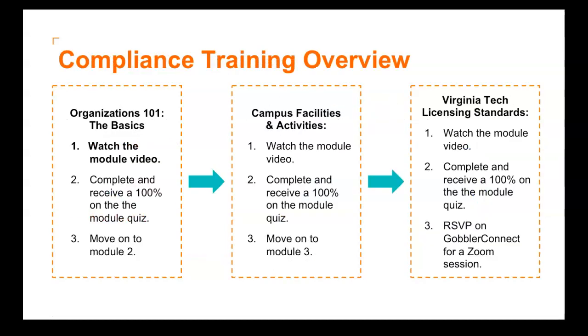Looking at the compliance training more closely, each module is composed of an online video and a quiz. In order to move from one module to the next, you are required to watch the video and complete the quiz and receive 100%. Before you move on to the next module, be sure that you complete both parts. After you complete Module 3, RSVP on Gobbler Connect to a session that will be hosted via Zoom. There will be no sessions offered past May 7th, so make sure you complete the training and RSVP as soon as possible.